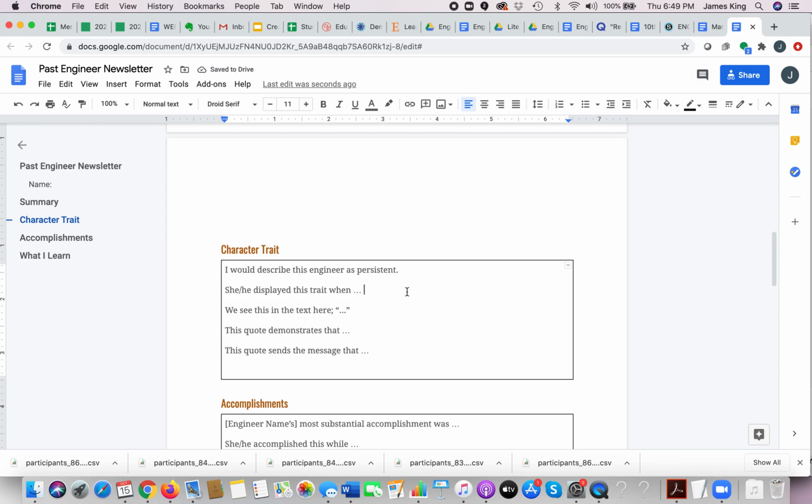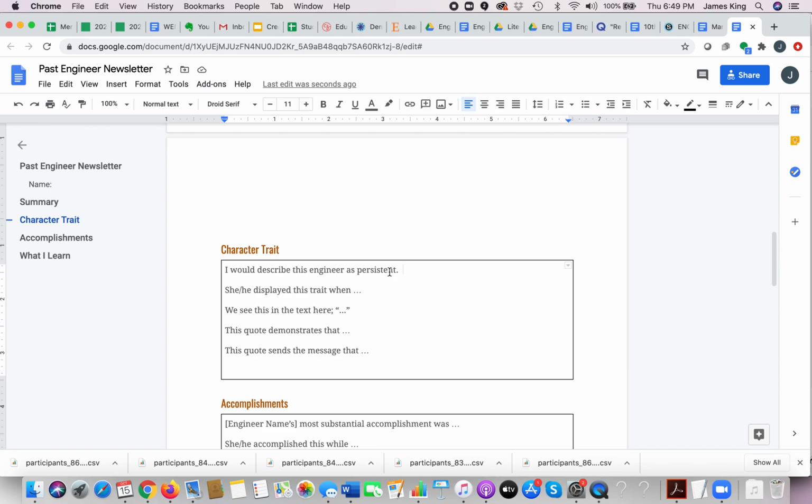Persistent. Persistent means that even when something is difficult, and even when there are obstacles, you keep on going. You might also say determined. You might also say, I would describe this engineer as the essence of perseverance.